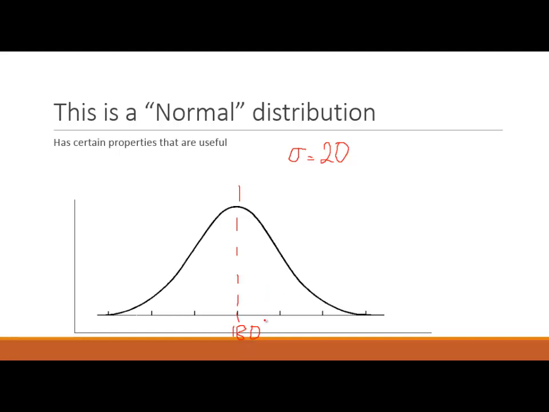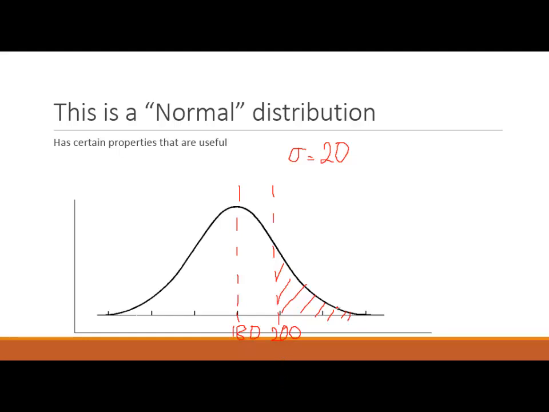And I can now ask a question where I say something like, what is the probability that if I pick a person at random, they will weigh more than 200 pounds? So what is the probability that they will fall in this area?